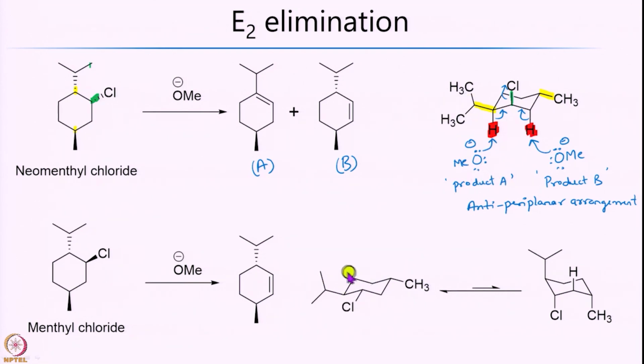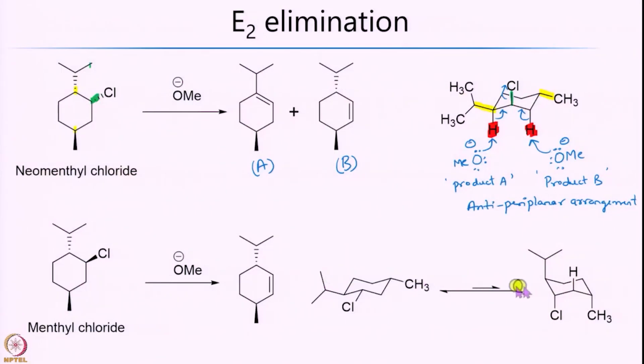So, here what one can see is that all the 3 groups, that is the isopropyl, the methyl and the chloride, can be in the equatorial position, and this would be the most stable conformation because you have the least amount of repulsions. However, you can also go to the other conformation in which all these 3 groups are in the axial position by doing a ring flipping, but then this would be a high energy conformation of the system.